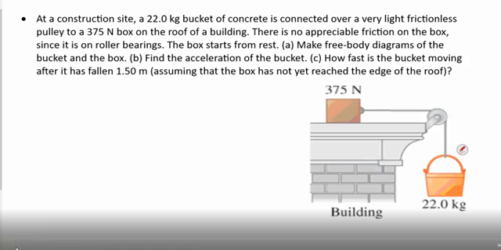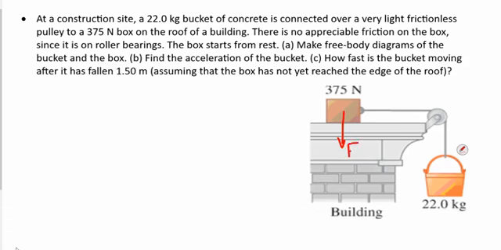So if we draw the free body diagram for the block on the roof, we see that we have the force of gravity that points downwards, the normal force that points upwards, and the tension in the string that pulls along the direction of the string. For the bucket hanging off the roof, we have the tension in the string and the force of gravity pulling downwards on it. So these are our free body diagrams. These are all the forces acting on these two objects.